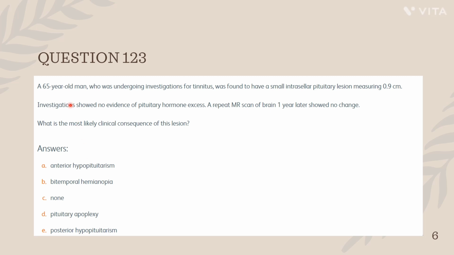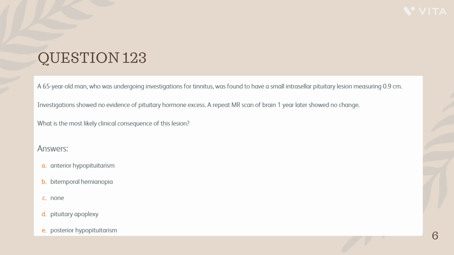Next question. A 65-year-old man who was undergoing investigations for tinnitus was found to have a small intrasellar pituitary lesion measuring 0.9 centimeter. Investigation showed no evidence of pituitary hormone excess. A repeat MR scan of brain 1 year later showed no change. What is the most likely clinical consequence of this lesion?